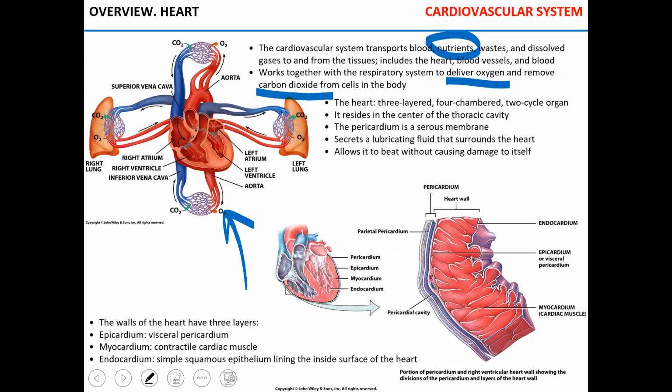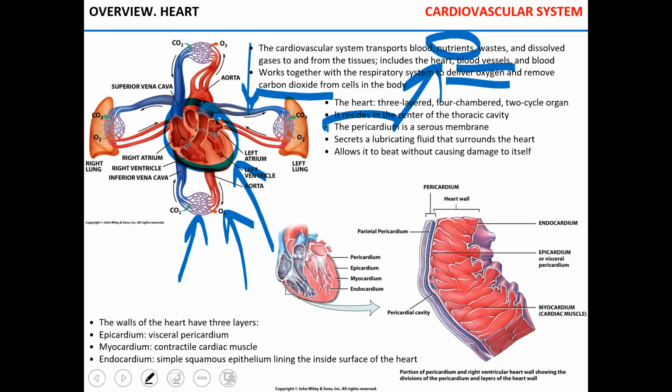Three main components of the cardiovascular system are the heart, here, blood vessels, and the blood itself. The heart has three outer layers. It has four chambers, and it runs 2 cycles simultaneously. Heart is located in the thoracic cavity in a specific compartment that is called pericardial cavity.